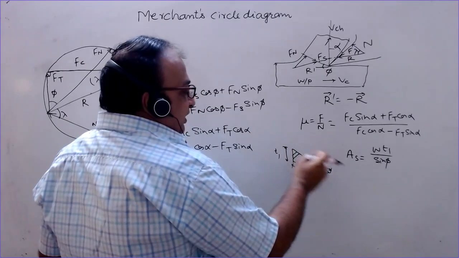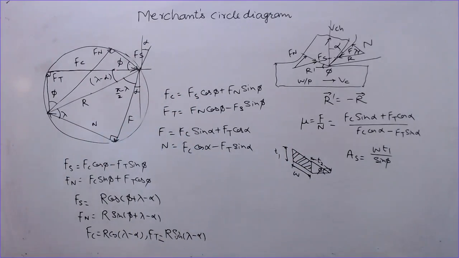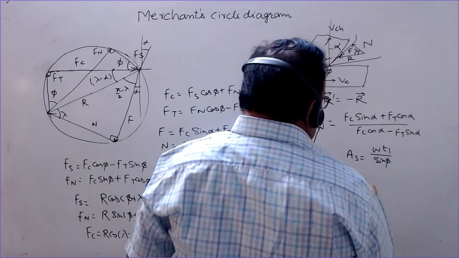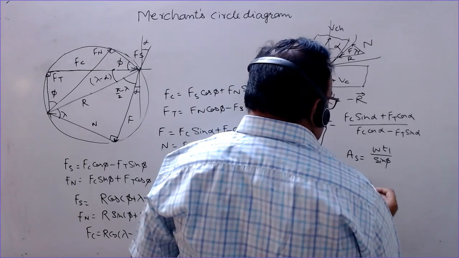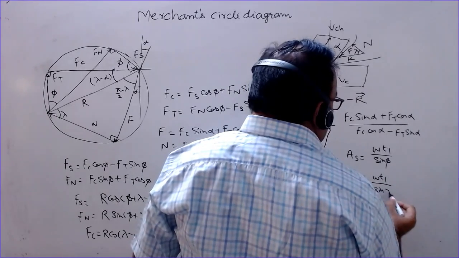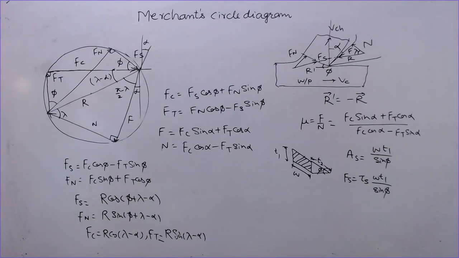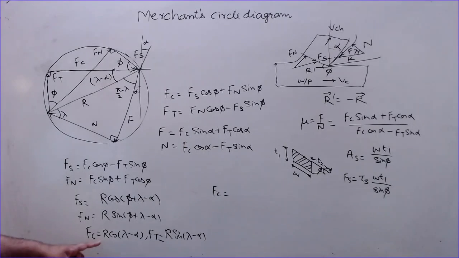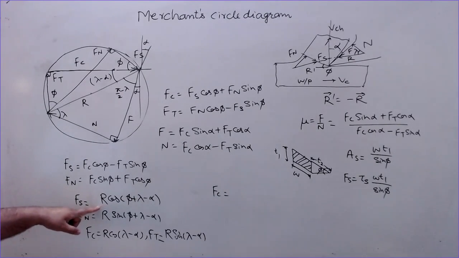This area divided by area along the diagonal, so the ratio is equal to sin phi. So the shearing area, or the area which is sheared, is given by this. Suppose the shear stress is tau s. So the shear force is equal to the shear stress tau s, let me write this, into shearing area. This is the relation that we will be using for finding the Merchant's relation. So the cutting force Fc is R cos lambda minus alpha. Put the value of R from here.